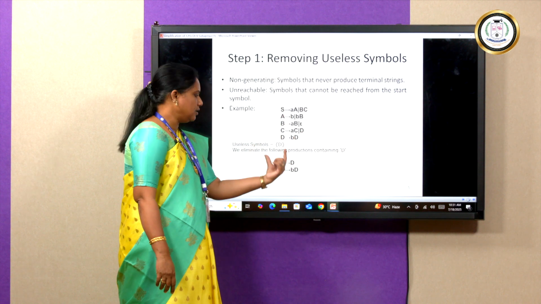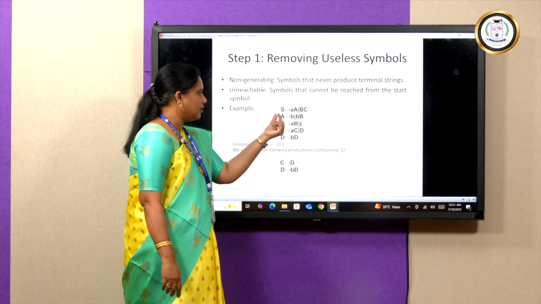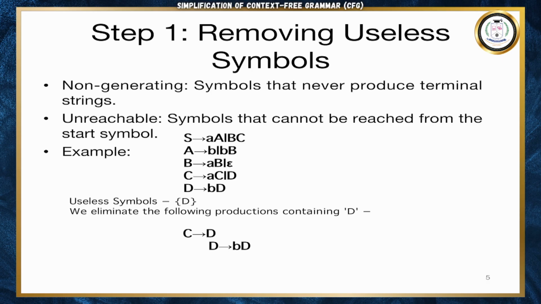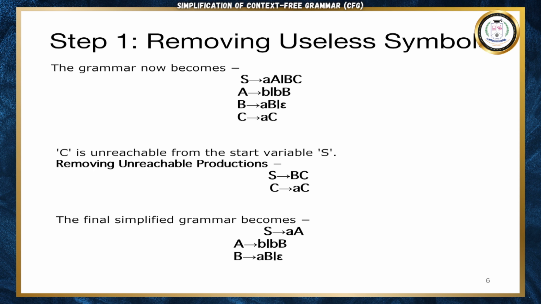After elimination of D productions, D tends to BD is eliminated and C tends to D is eliminated. Later we get the productions after eliminating the non-generating production.